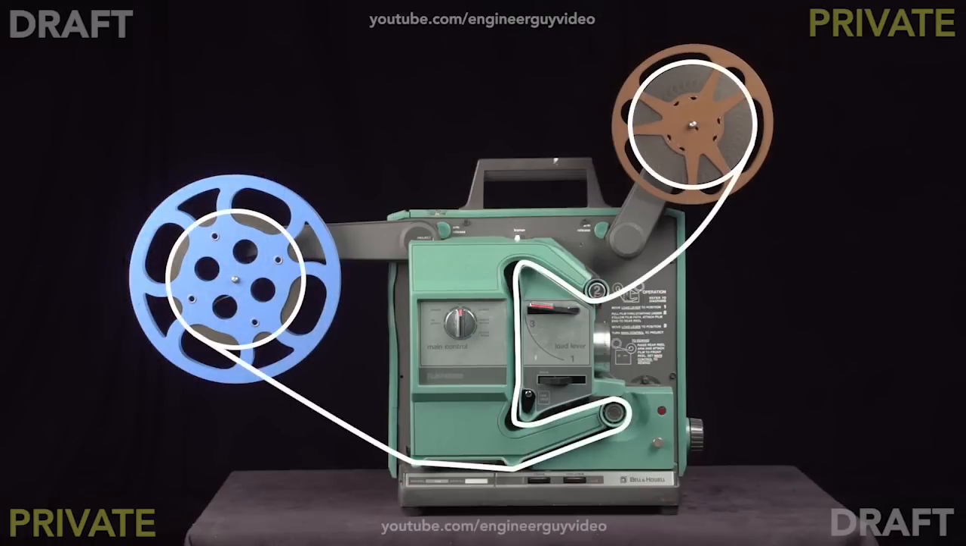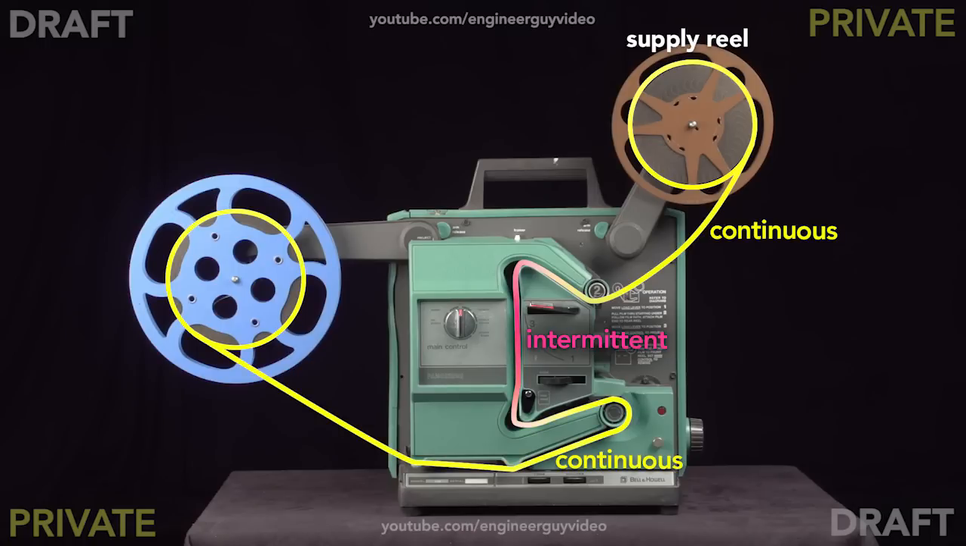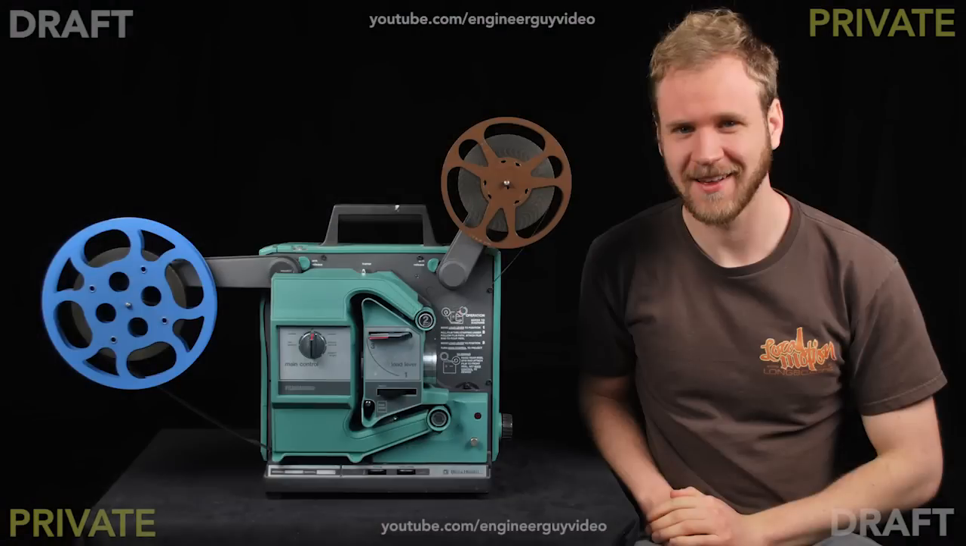How the film is pulled from the supply reel continuously, then intermittently pauses here to project the images, then again moves continuously here to play the sound. To create the illusion of movement, still images, the frames of the movie, zip by so fast that our eyes see fluid motion on the screen. It isn't quite that simple.